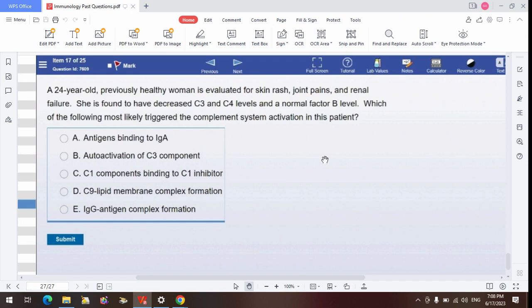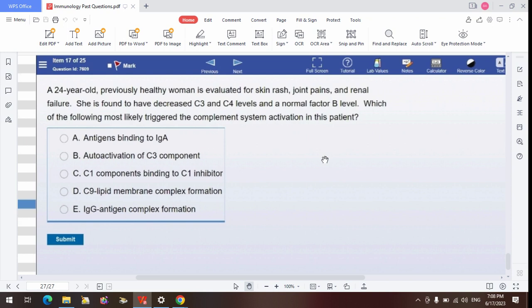A 24-year-old previously healthy woman is evaluated for skin rash, joint pains, and renal failure. She is found to have decreased C3 and C4 levels and a normal factor B level. Which of the following most likely triggered the complement system activation in this patient?